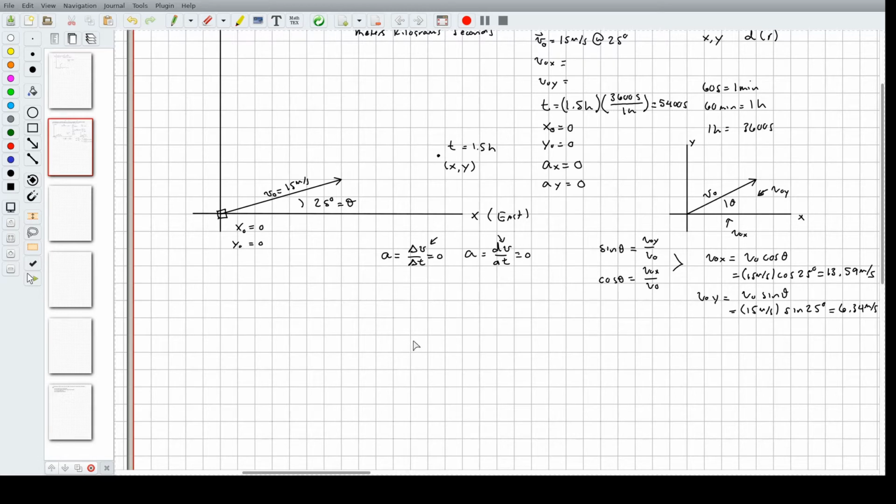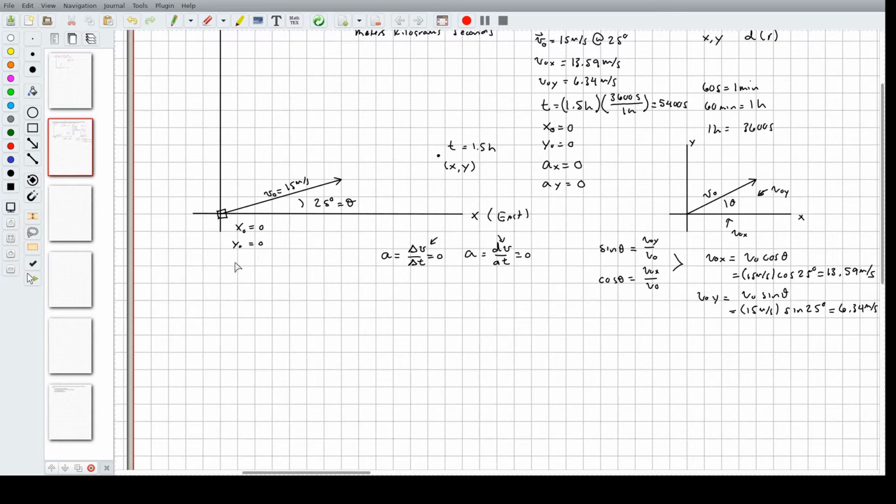Now, let's put that up here where we made space for it under the givens. 13.59 meters per second, 6.34 meters per second there. So I think we have everything that we need now to actually get started.